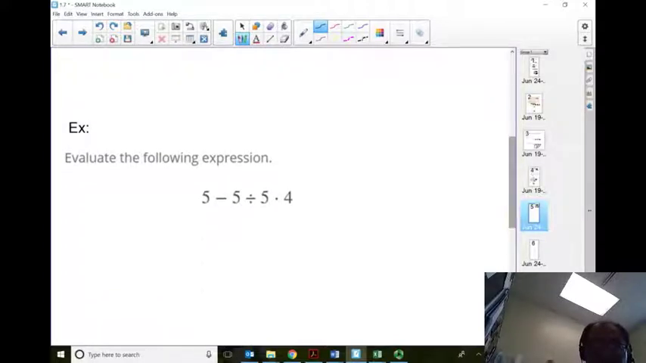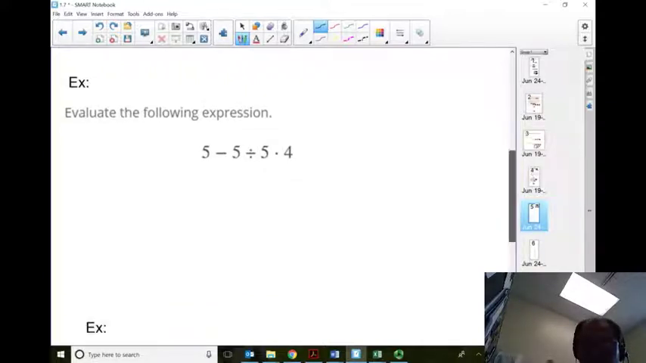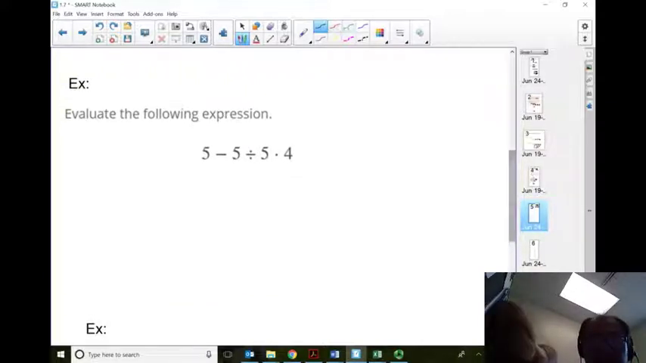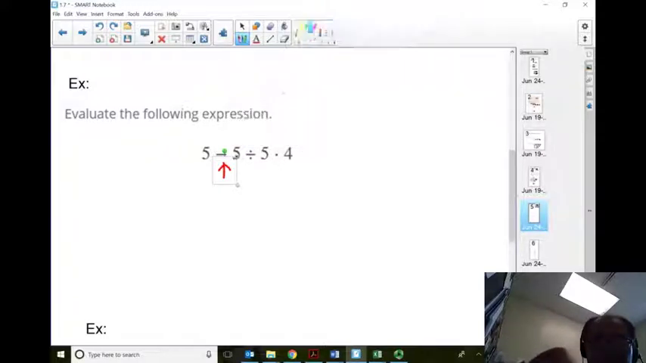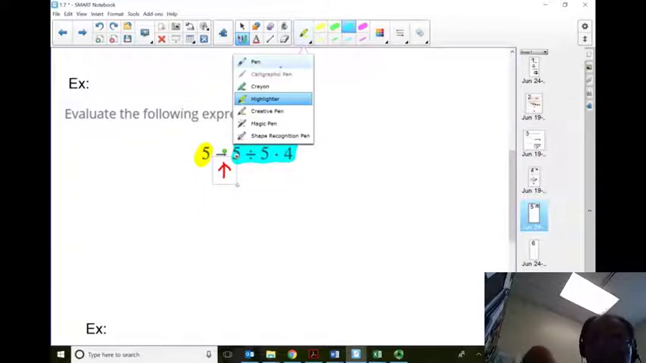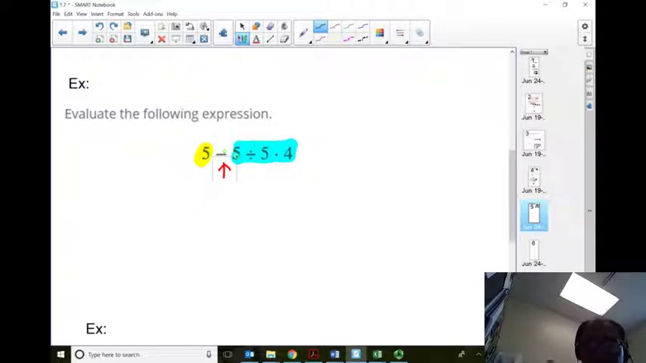All right, looking for addition and subtraction signs outside the parentheses. If you can read it correctly, you will know exactly how many terms you have. 5 minus 5 divided by 5 times 4. I'm going to use this subtraction sign outside the parentheses to tell me how many terms I have. What's in front of it is 1 term. What's behind it is 1 term. So my first term is 5. There's no operation in that term, so I still have 5.